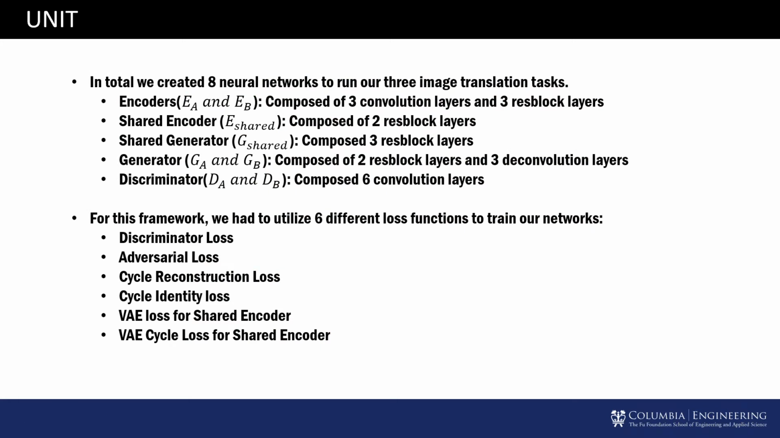For UNIT, unfortunately, we were unable to find any pre-trained models, so we had to train our models ourselves. And UNIT is the most convoluted of approaches that we've encountered so far for image-to-image translation, as now we're using 8 neural networks and 12 different loss functions. Well, 6 different loss functions, but 12 total losses to train our networks.